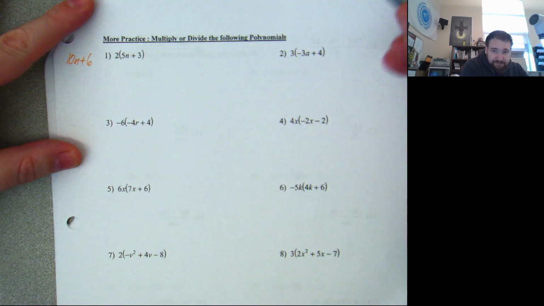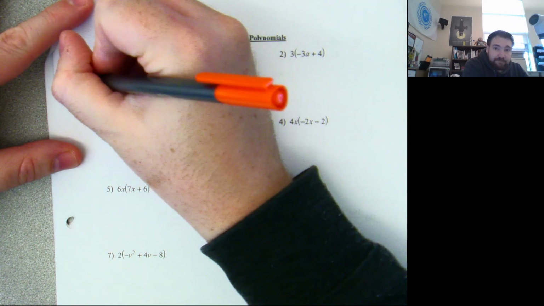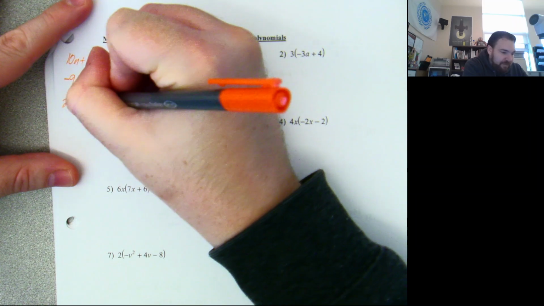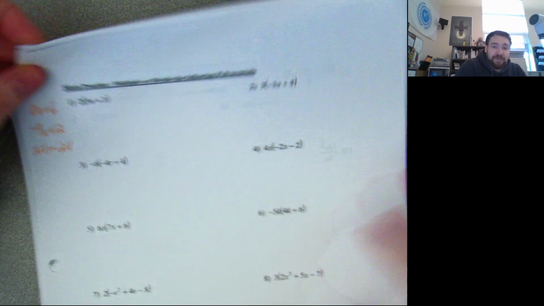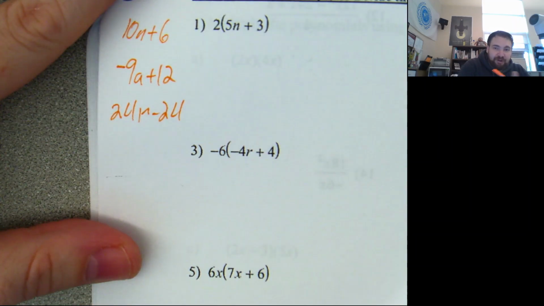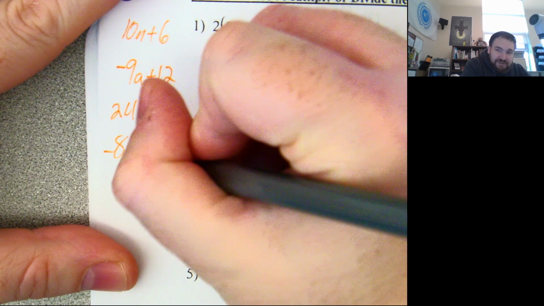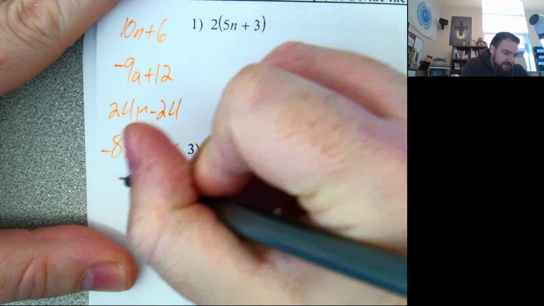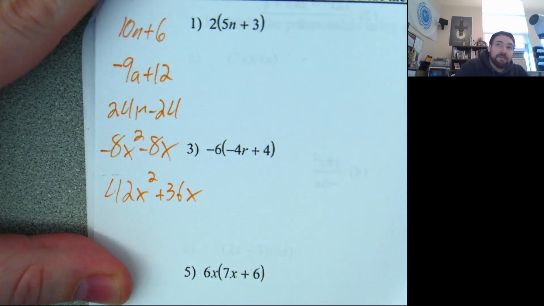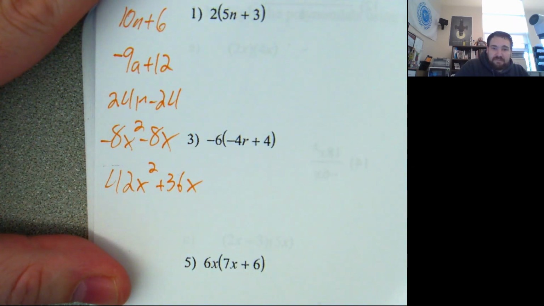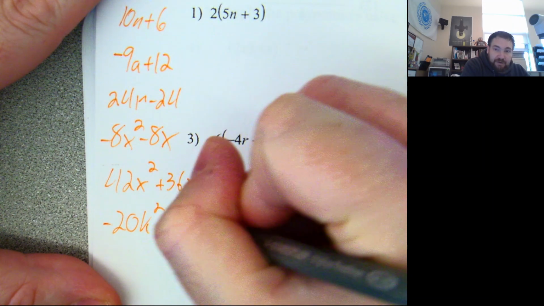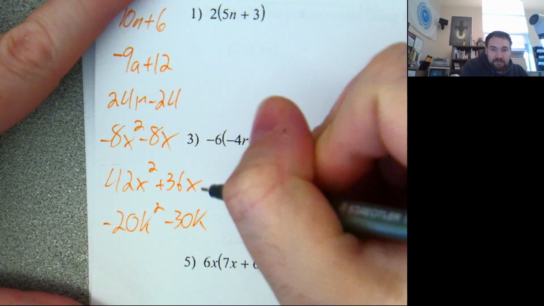10n plus 6, negative 9a plus 12, 24r minus 24. I'm just going to write them all down this side. And you can find them as you're going. Negative 8x squared minus 8x, 42x squared plus 36x. Negative 20k squared minus 30k.